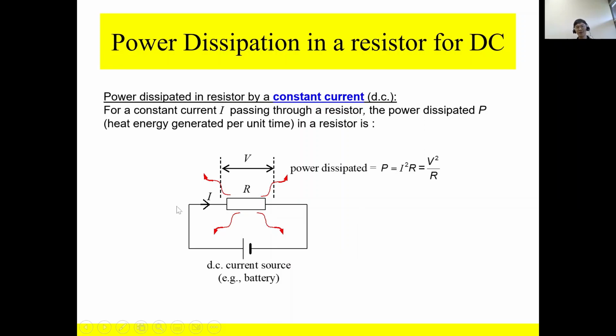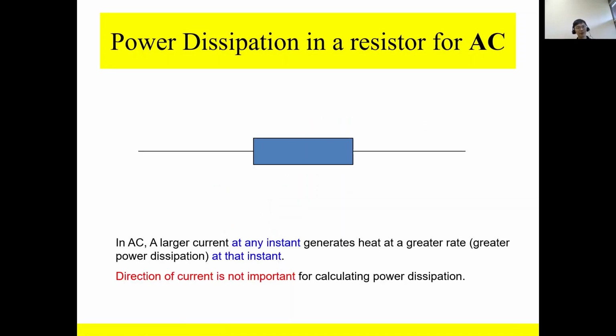You see that when a current passes through, it converts it into heat, and the power given is P equals I squared R or V squared over R. Usually we assume a constant current, constant DC. But for AC it's very different.